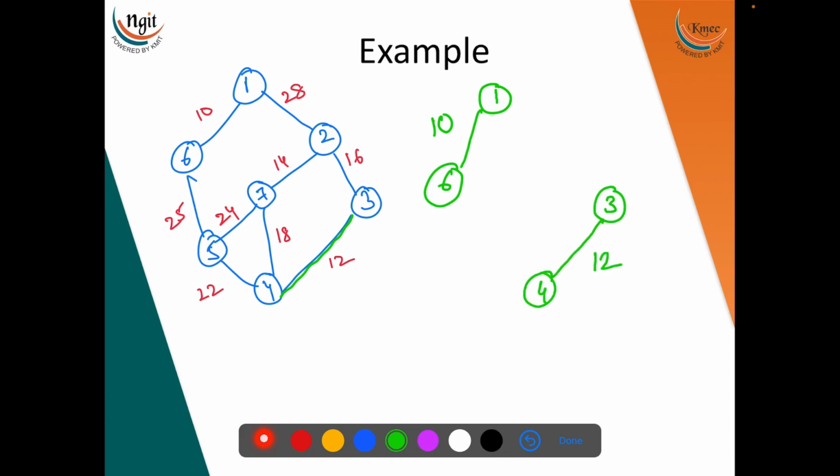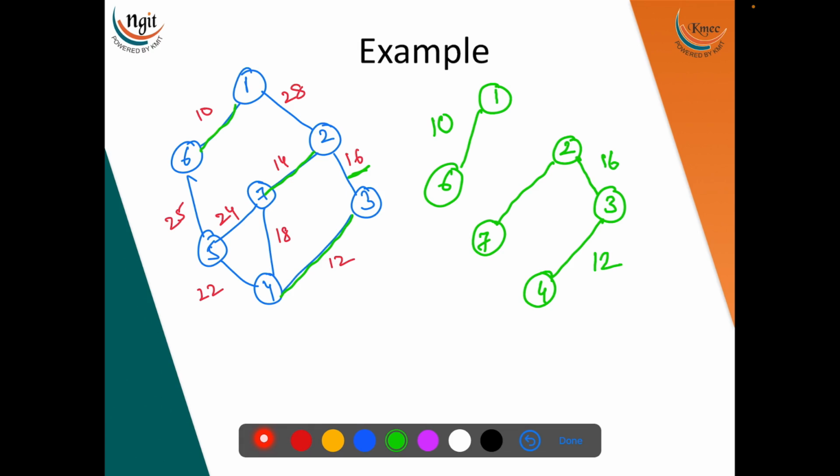After this 12, this is step 1, step 2. Now step 3: the next minimum. This is completed, this is completed. The next minimum is 2 to 7. Take that 2 to 7. After this 2 to 7, next is 2 to 3, which is 16. After this 16, you can consider this 18 as it is the minimum.